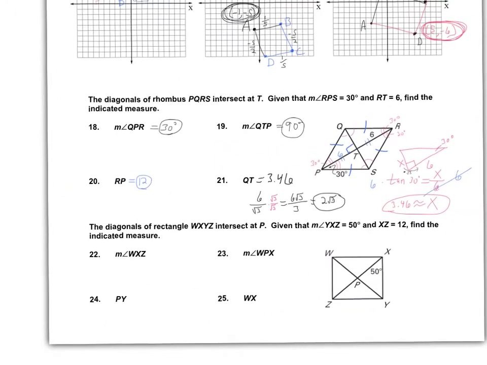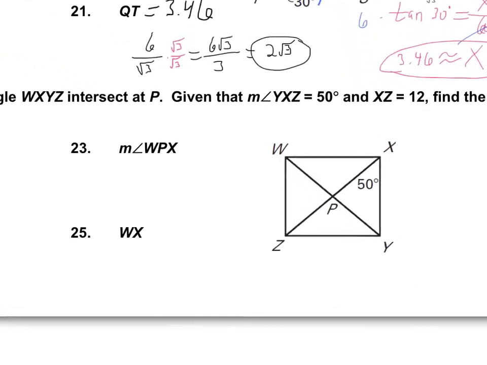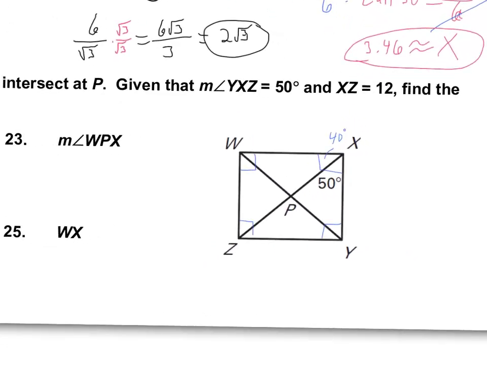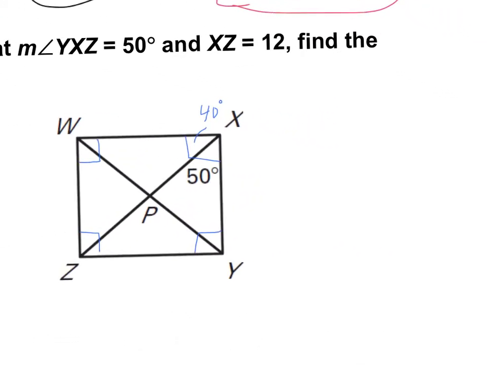Okay. The next set of problems is all about a rectangle. Let's go over some of the things that we know about a rectangle. First of all, the defining characteristic of a rectangle is that all 4 of its angles are right angles. They're all 90 degrees. And so in this case, because this part is 50 degrees, we can just do 90 minus 50 to figure out that this is 40 degrees. Okay. And they're also telling us that XZ is 12. From X to Z is 12.